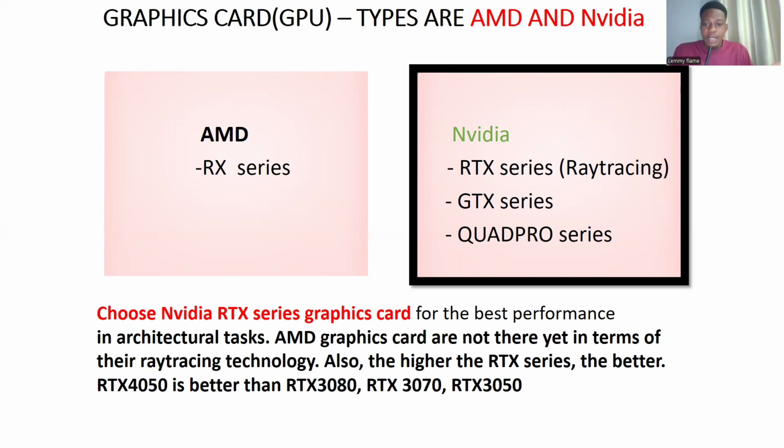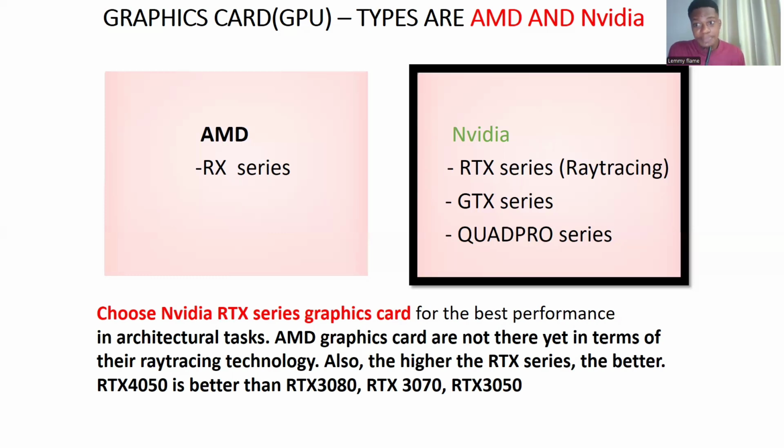Within the RTX series, we also have different levels. We have the 30 series and the 40 series. The higher you go on the series, the more advanced the RTX and the ray tracing technology. So we have 3050, 3070, 3090, 4050, 4070, and 4090. The 4090 is higher than the 3050. The optimum machine you should look out for is one with an RTX series card. If you have a machine with RTX, you are good to go.